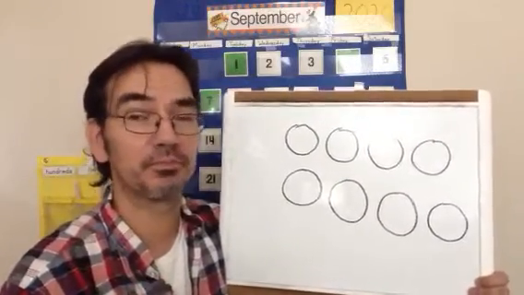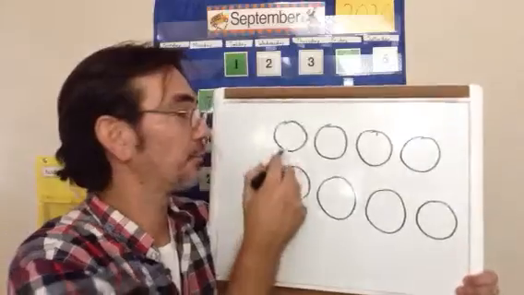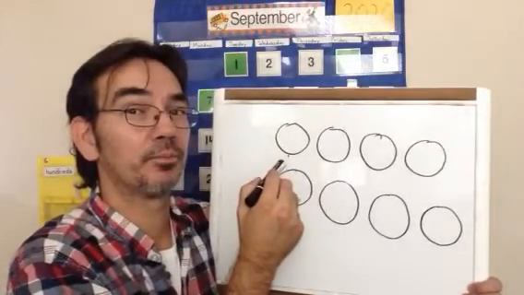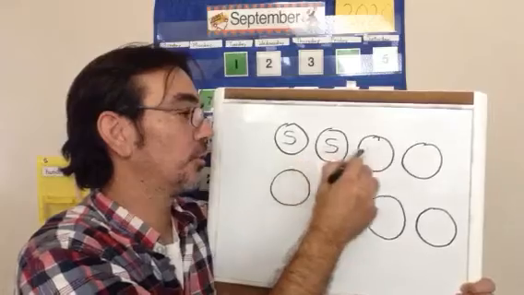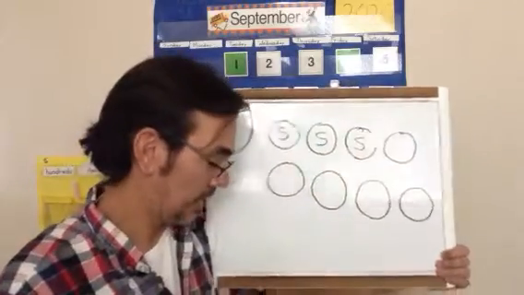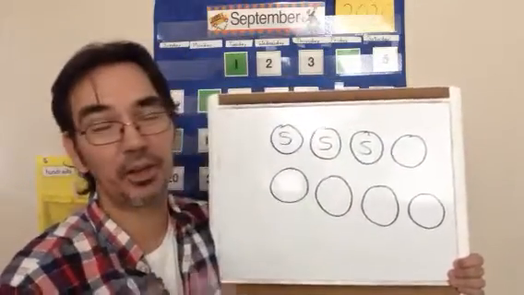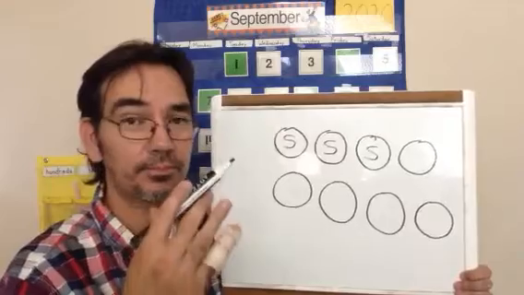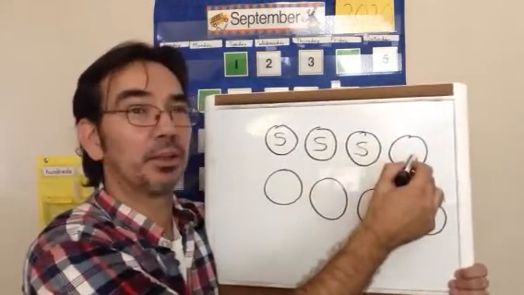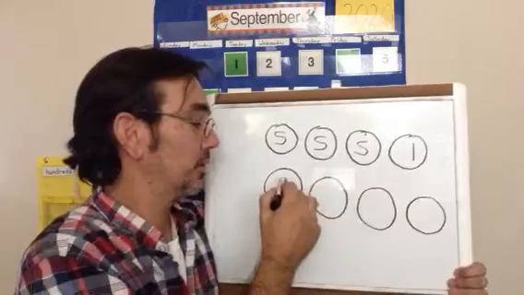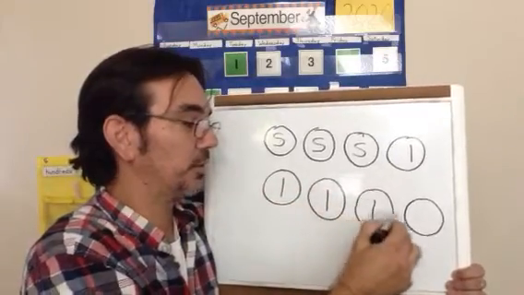So I'm going to put an S for short. How many? That's right, 3 of them. 1, 2, 3. And it says the rest are long. How many are long? Long begins with L, right? So I'm going to put an L in each one of these.